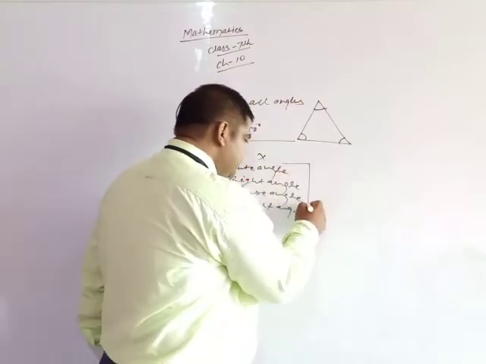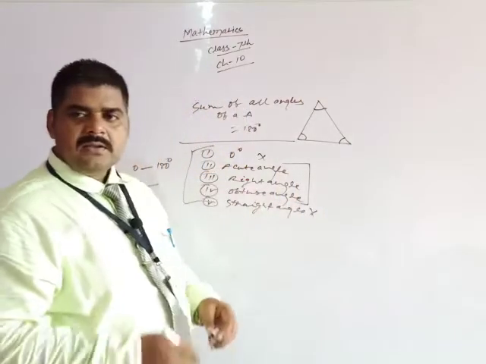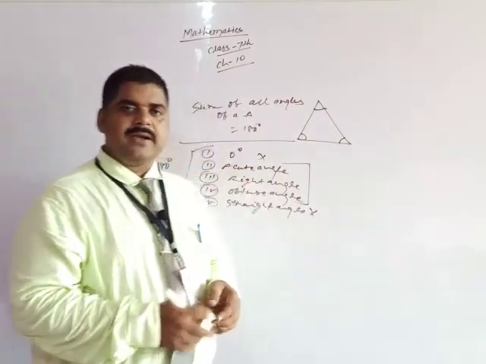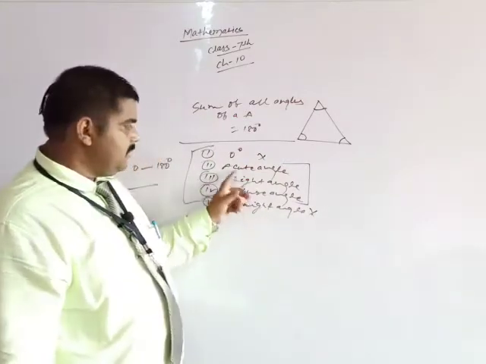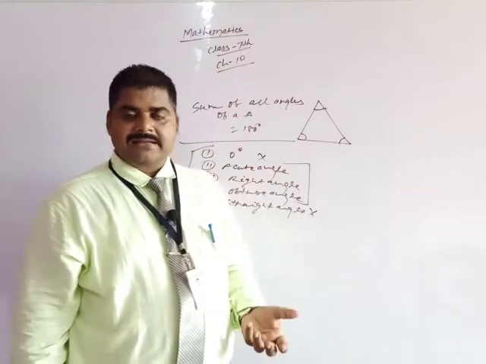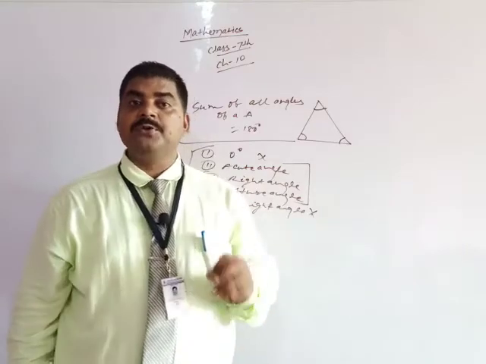So the remaining 3 possibilities are these. On the basis of the magnitude of angles, a triangle is of 3 types: acute angle triangle, right angle triangle, and obtuse angle triangle.